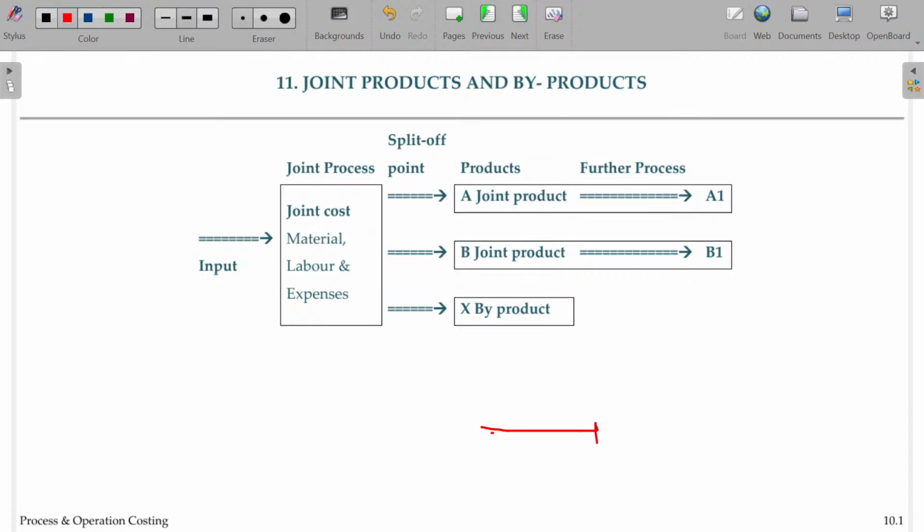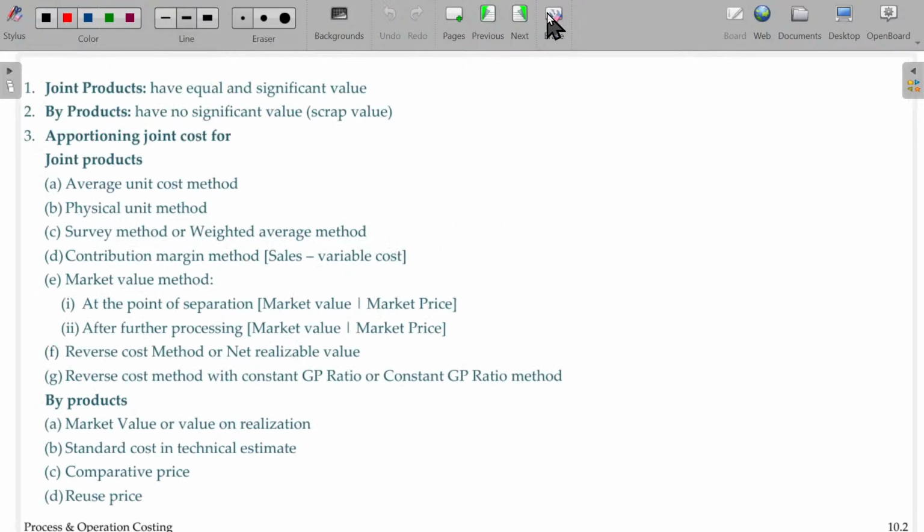So joint process, split off point, you can sell here itself. Some product may be processed further and you can sell there. Some product may be sold here itself. That may also be possible. This will be called further process. How the joint costs are going to be allocated: rather than summarizing the concept, I will try to finish up the illustrations. Then I will give a summary so that we'll be able to understand easily.